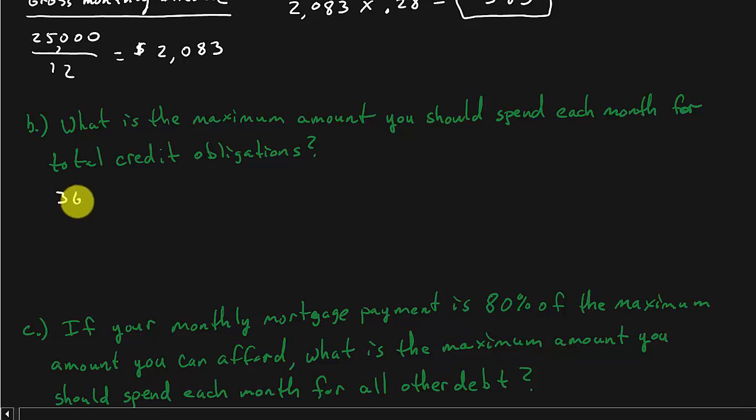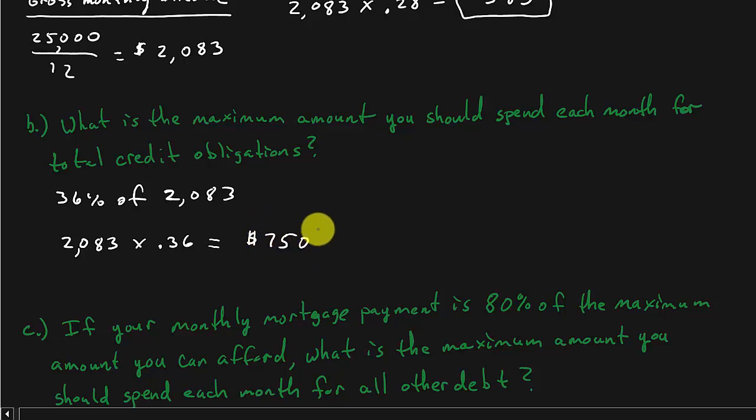So 36% of $2,083, your gross monthly income. So that's going to be $2,083 times 0.36. And when we multiply that, that gives us $750. Okay, so that's the maximum amount you should spend each month for total credit obligations. All right.